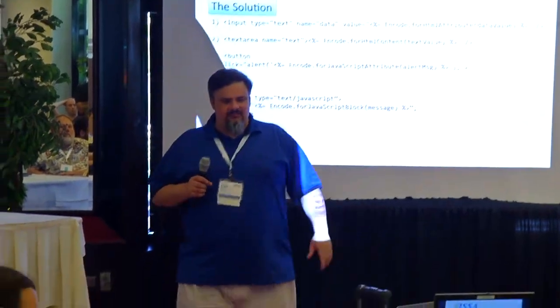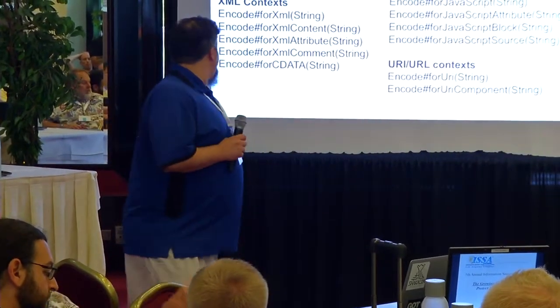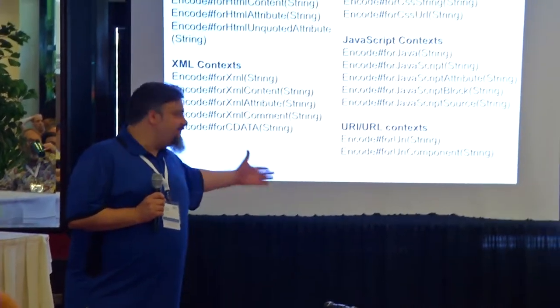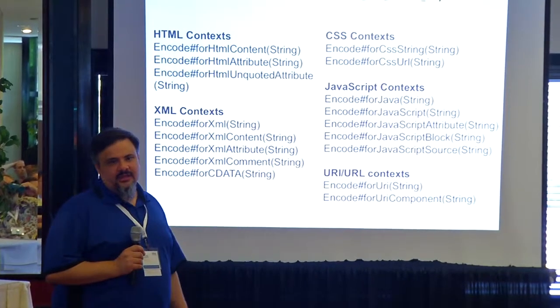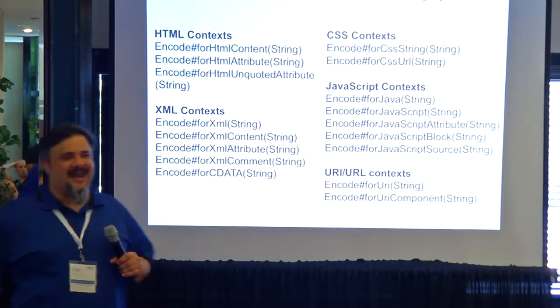There's about 15 or so different APIs you need to really stop XSS. These are different contexts within a web document, and it is kind of complex, unfortunately. It is possible to build very XSS-resistant applications.